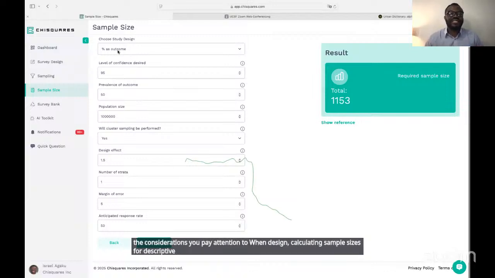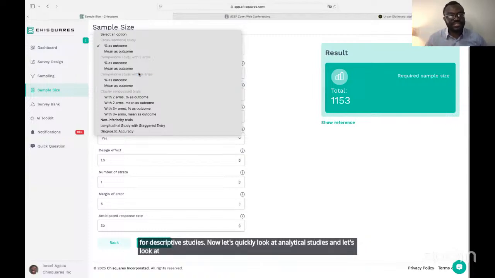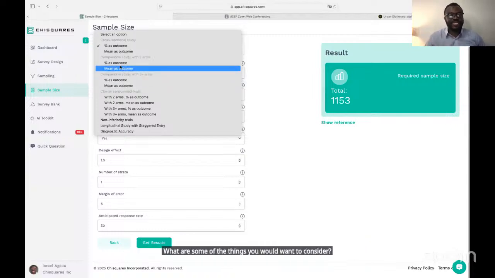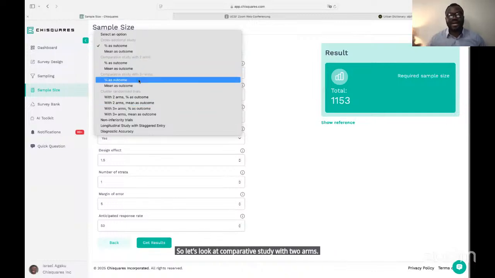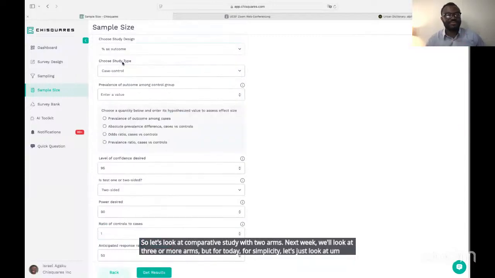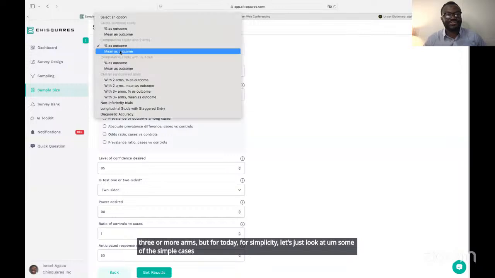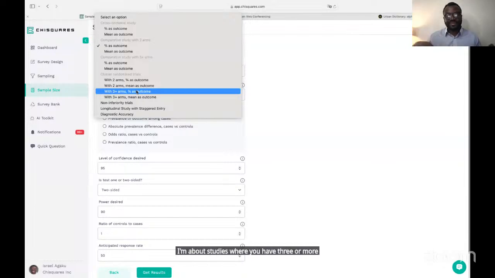Now let's quickly look at analytical studies, and what are some of the things you would want to consider. Let's look at a comparative study with 2 arms. Next week, we'll look at 3 or more arms, but for today, for simplicity, let's just look at some of the simple cases. And I'll also encourage you to look at the other advanced studies. How about studies where you have 3 or more arms and you want to control for multiple comparisons as well?